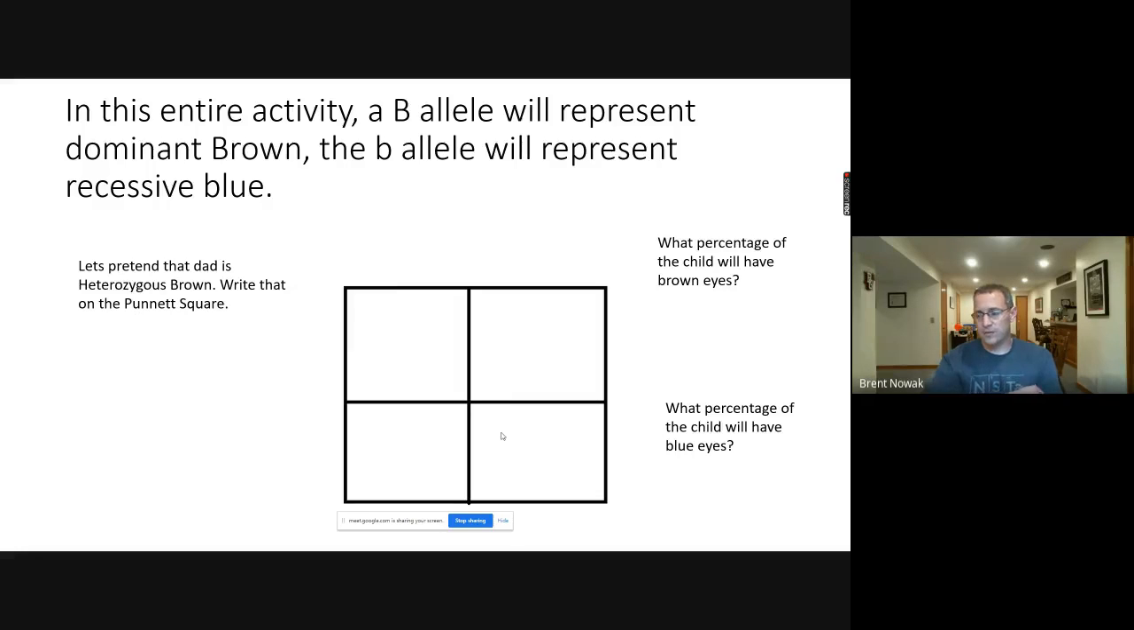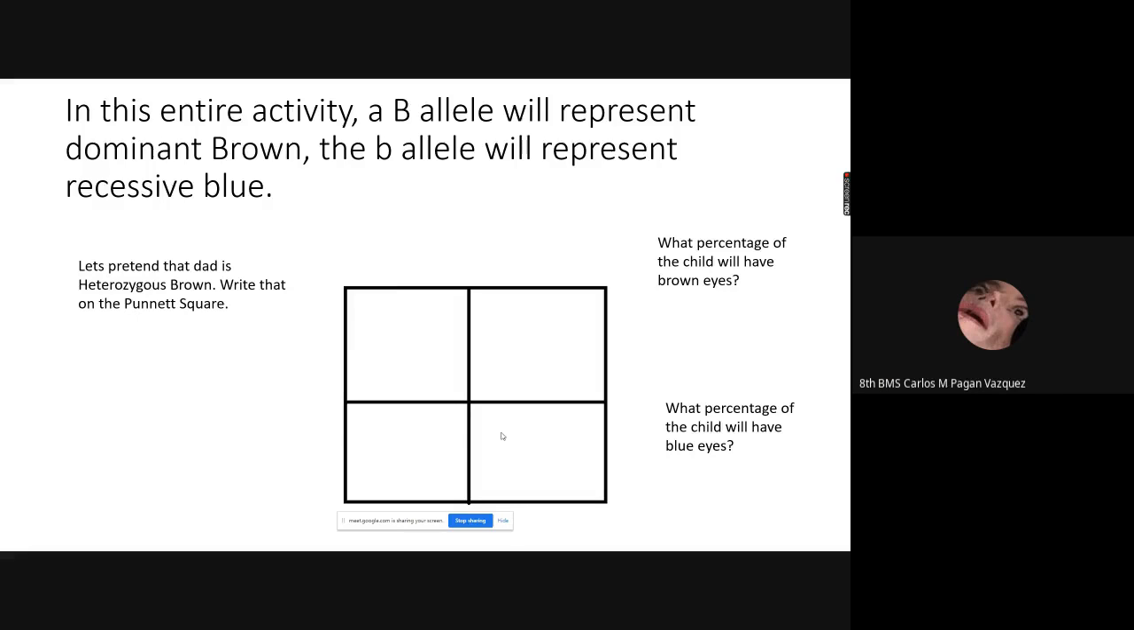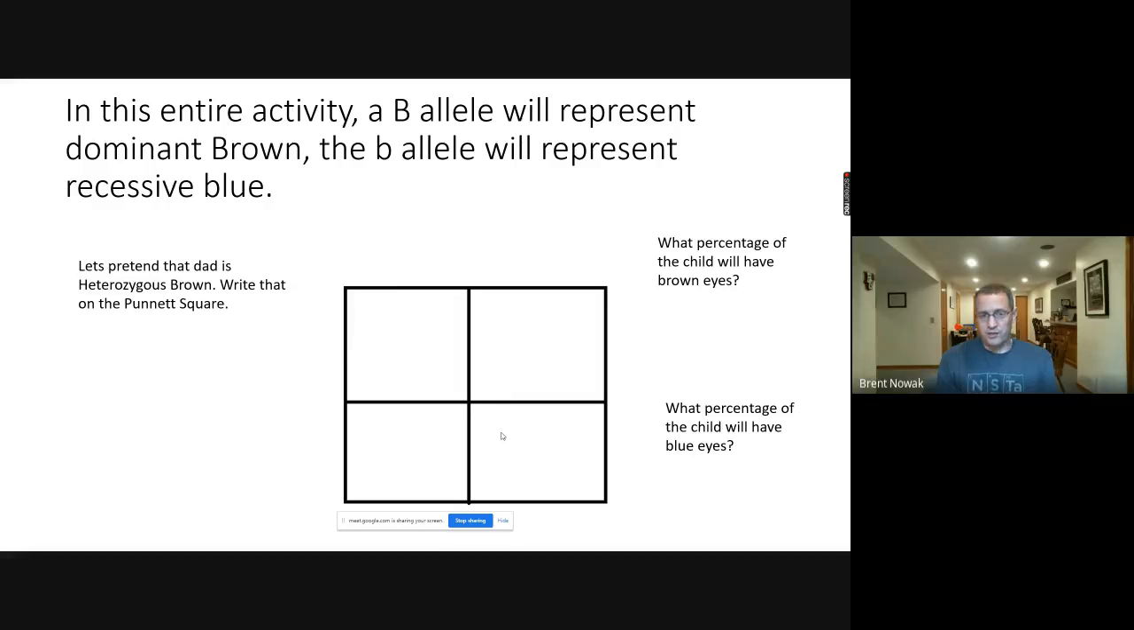Carlos, can you tell me what the top of the chart would say? So then, since the dad is heterozygous, it would be an uppercase B and then a lowercase b, right? So an uppercase B and a lowercase b. Can anybody confirm or deny? I agree. Okay, that would be uppercase B, lowercase b.